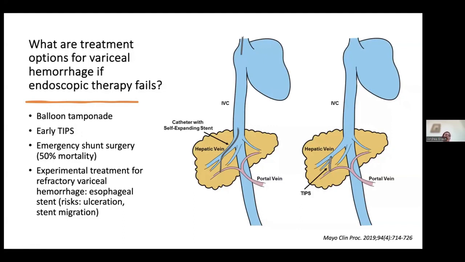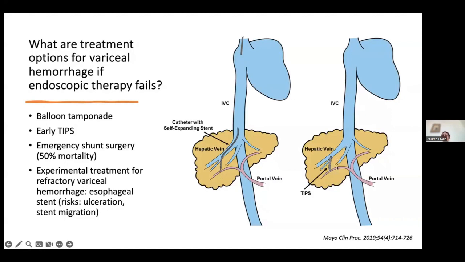In someone with a variceal hemorrhage, is a TIPS indicated, either as a rescue to lower mortality or to make sure they don't bleed again? And the TIPS is basically creating a shunt between the portal vein and the hepatic vein. It's done by interventional radiology. They go in through the IJ, the internal jugular vein, and then they place a catheter between the hepatic vein and the portal vein.